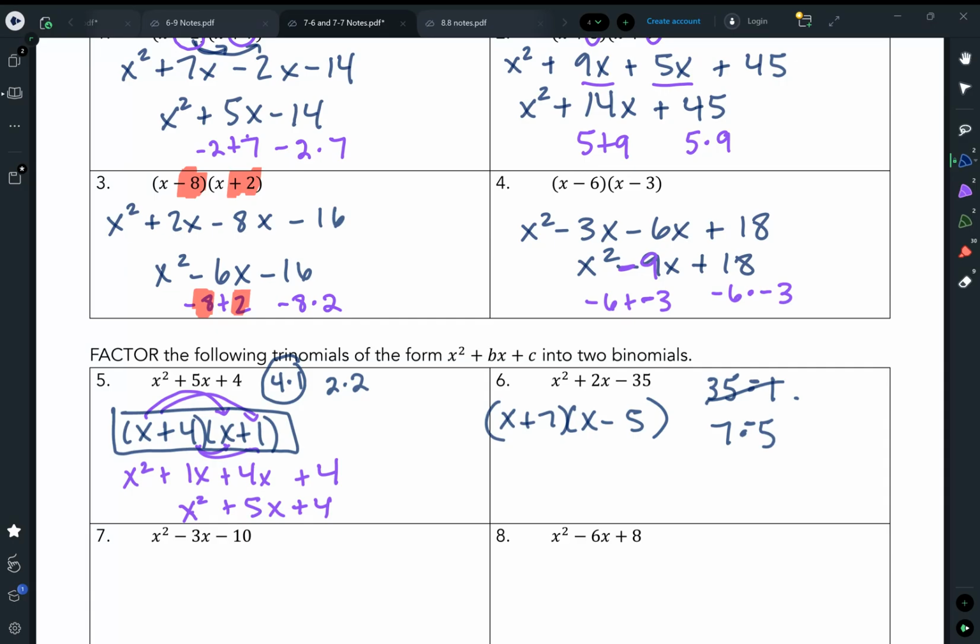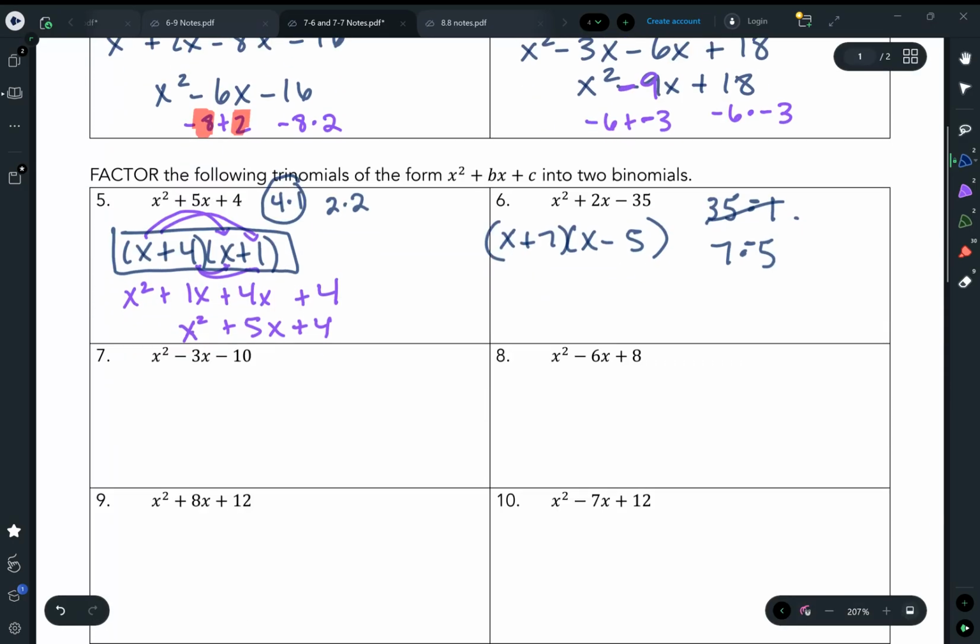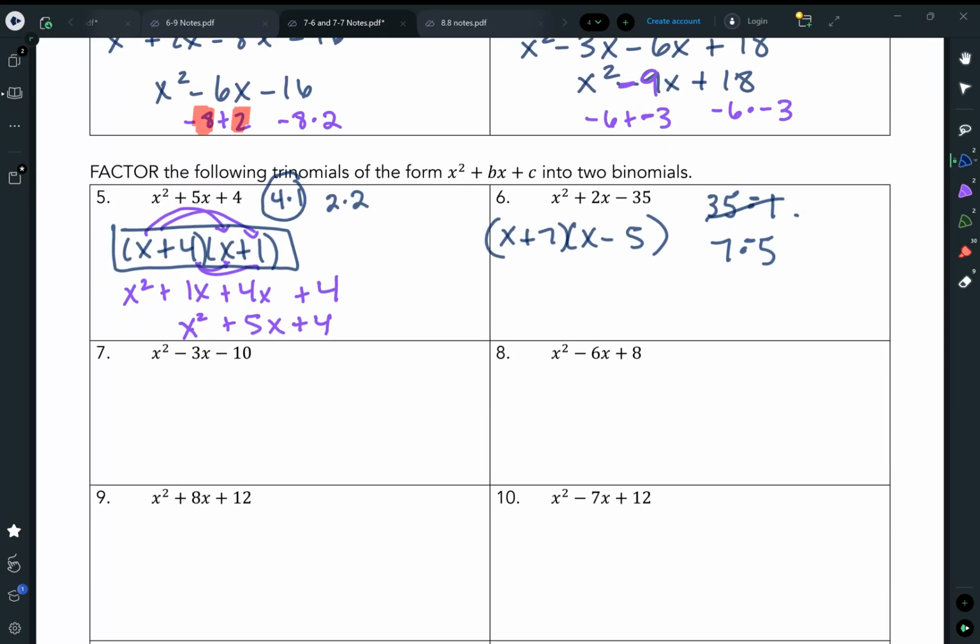So on our next row, we have negative 10 as our last term, and I want to add to make a negative. This means this time my bigger number is negative. So it could be a negative 10 times a 1 or a negative 5 times 2. So which of those adds to make negative 3? Well, that's going to be the negative 5 and 2. So x minus 5 times x plus 2.